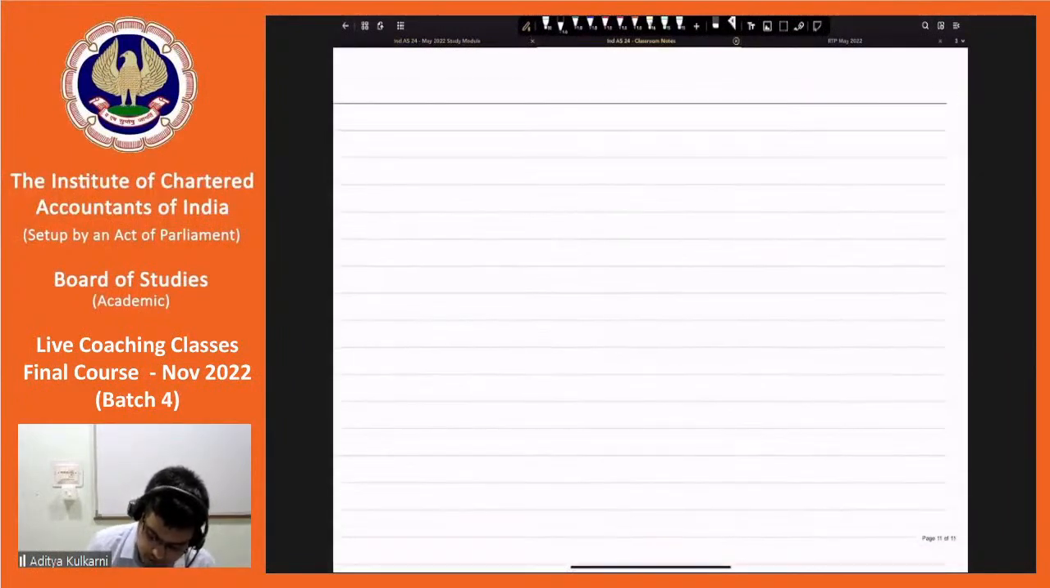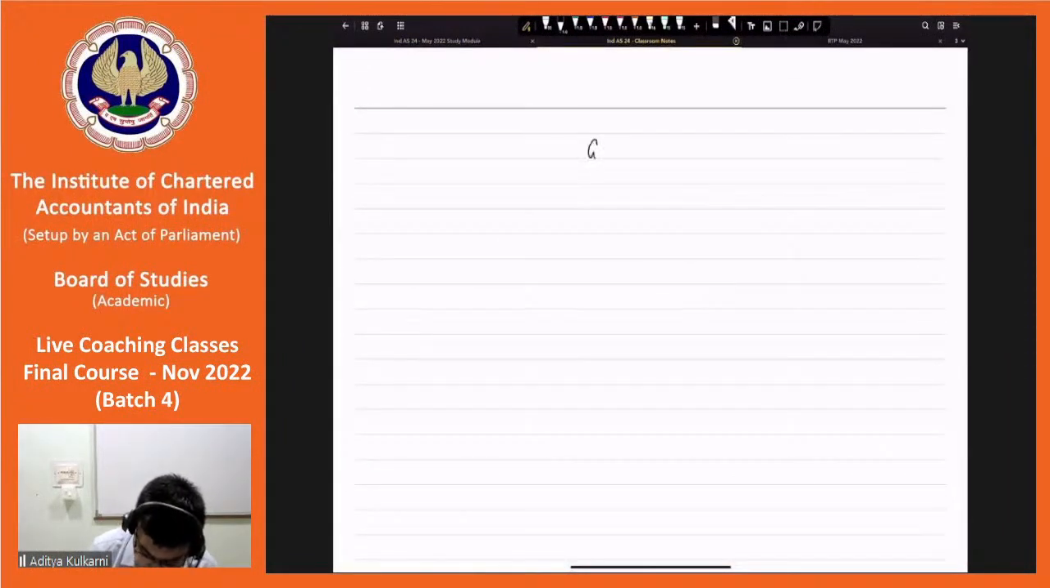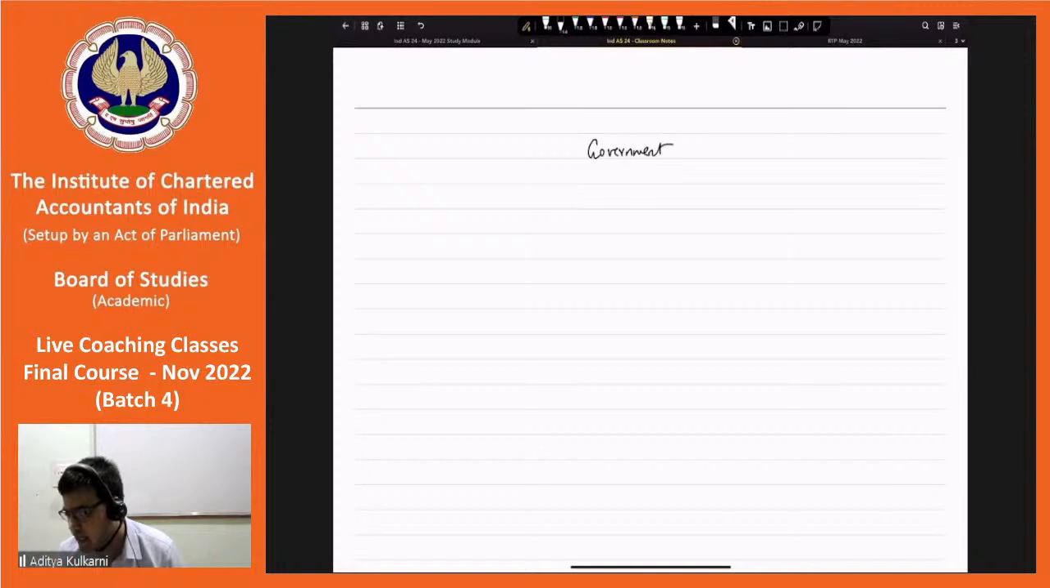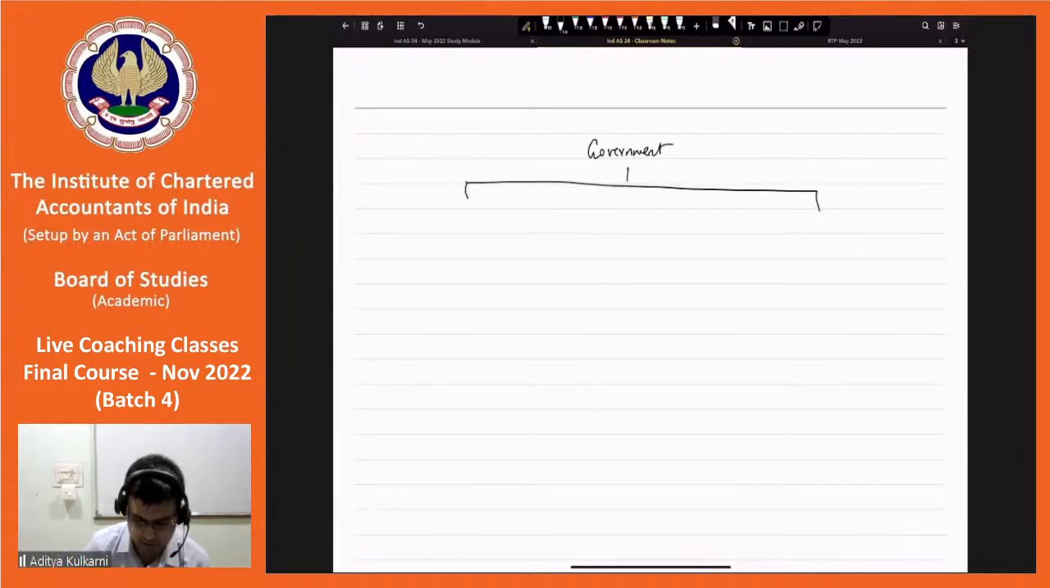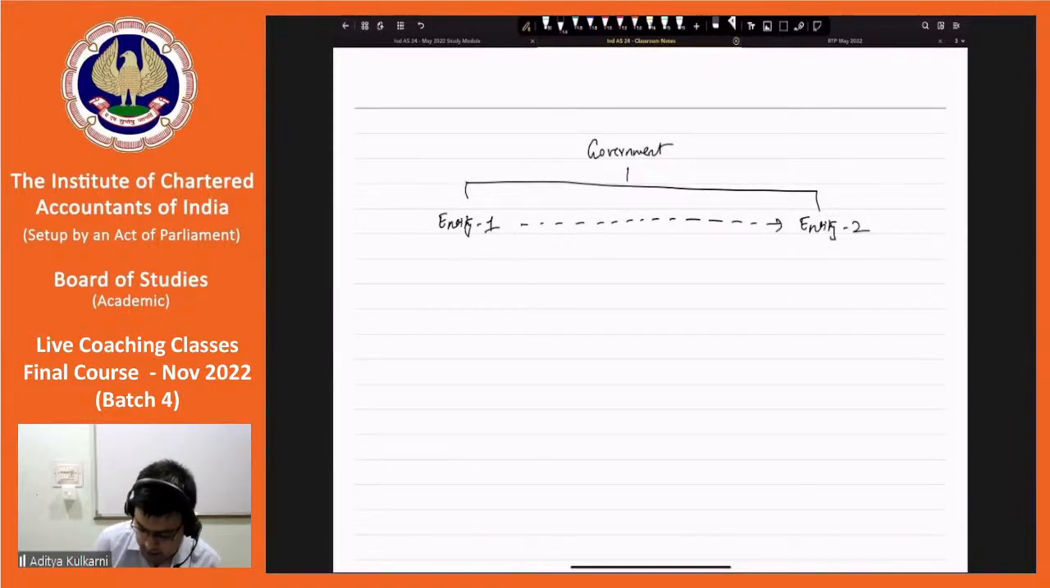So suppose we have the story like this. There is government. It's almost done, Sheena. Just the last part. Okay. Government controls entity 1. And government controls entity 2. Okay. Now, the question is, technically speaking, entity 1 and entity 2 are related to each other. Why? Because they are controlled by the same parent.